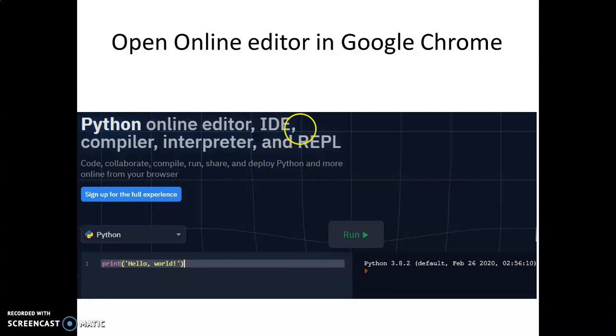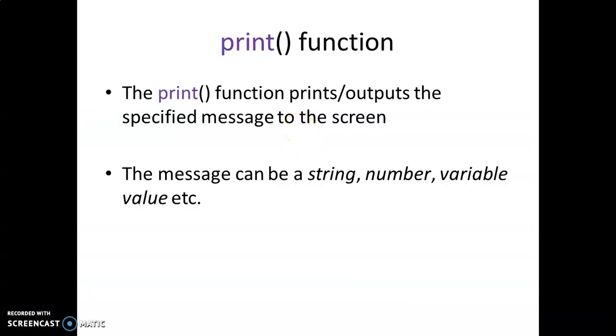So, the very first function that we will learn today is the print function. What does it do? It just prints, outputs, or displays the specified messages to the screen. The message can be a string, which is a professional word to describe just a text. It can be a number, and it can be a variable value. If you don't understand what a variable value is, don't worry, we will cover it in our next lessons.